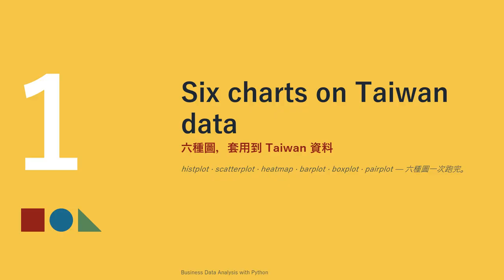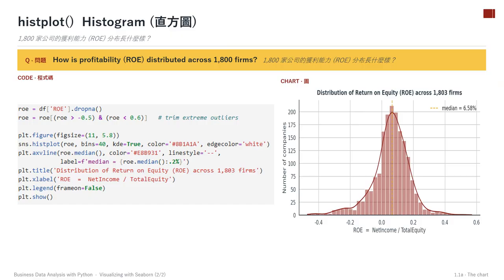Okay, so now we will move on to our sixth chart on Taiwan data. Today we will use the charting plots on our Taiwan data. At the beginning, I want to share with you how to make a histogram. I think you know most of it, but the first thing is df ROE dropna. Why do we need to do this? I will show you: maybe in the ROE variable, some of the data is missing.